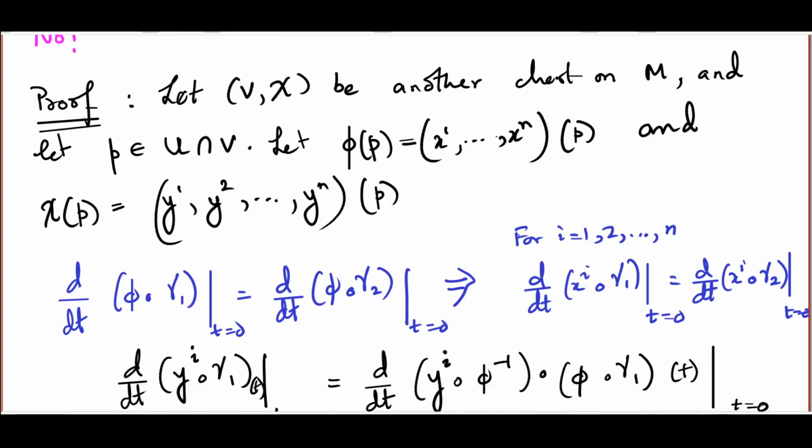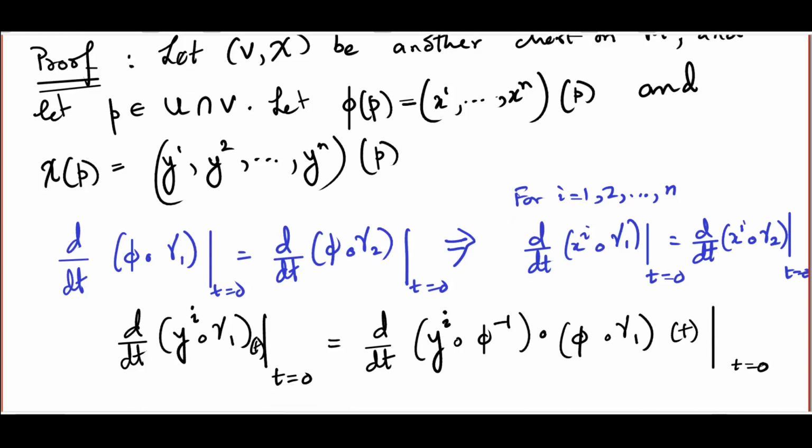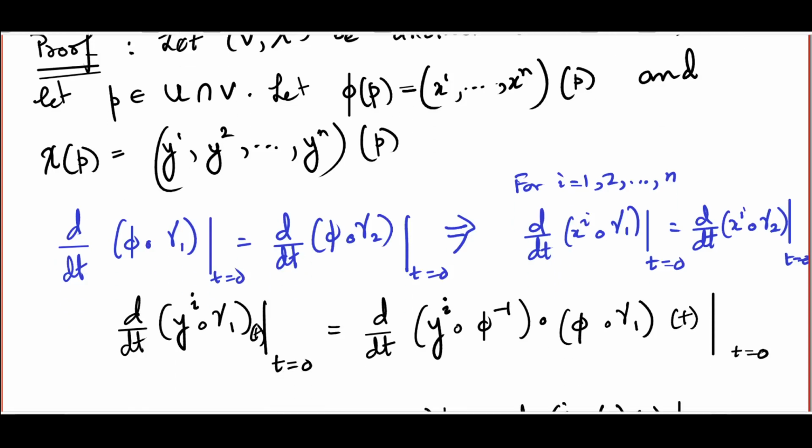There, of course, you would have to use the coordinate functions yi. So the question is, is d/dt of yi composite gamma 1 at t equal to 0 the same as d/dt of yi composite gamma 2 at t equal to 0 as well? Let's see that. So d/dt of yi composite gamma 1 can be written, of course, in the following manner. Yi composite gamma 1 is the same as yi composed with phi inverse composed with phi composite gamma 1.